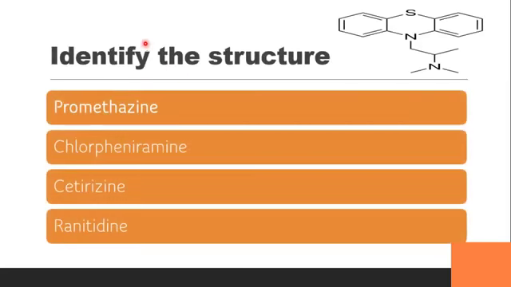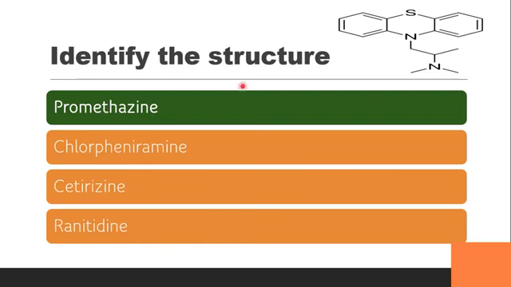Next question is, identify the structure. Now in the given structure, the heterocycle is phenothiazine. So, the options are promethazine, chlorpheniramine, cetirizine, or ranitidine. The correct answer is, it is promethazine, because promethazine contains phenothiazine heterocycle in it.